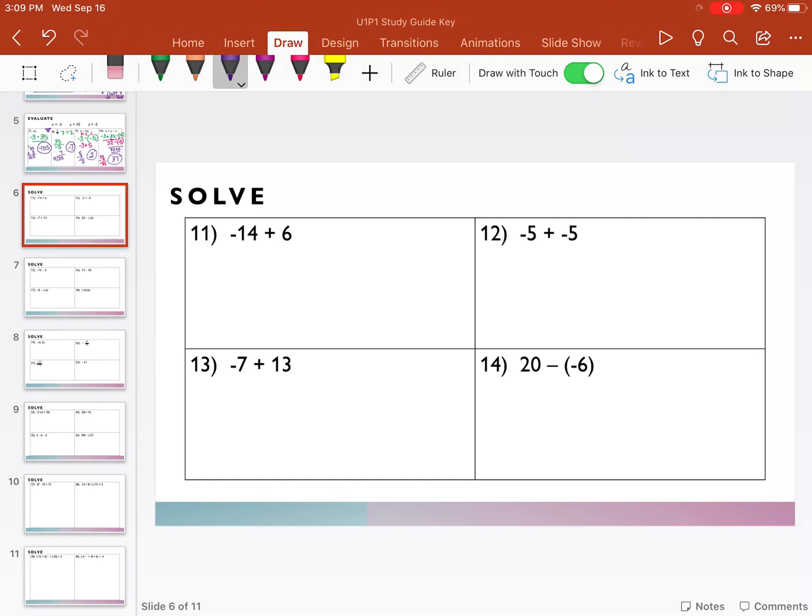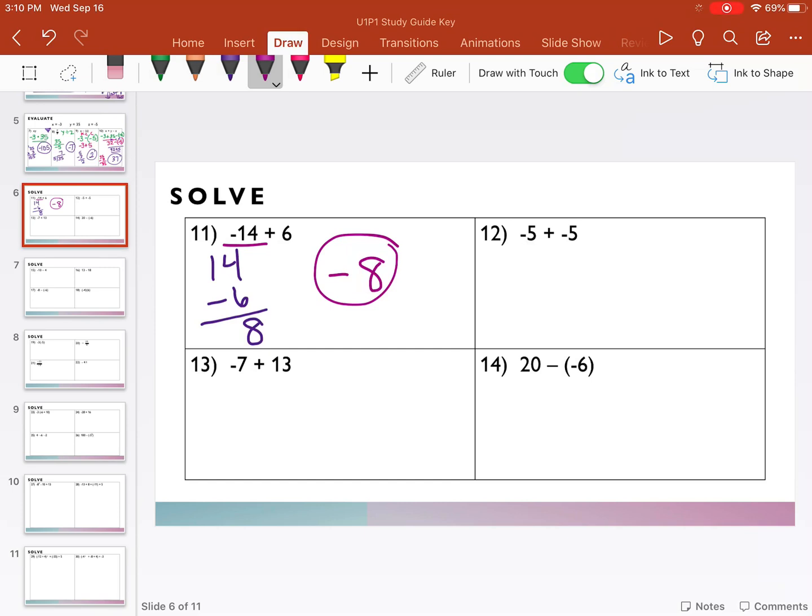All right, let's do the rest of the study guide here. So we're just solving for these. So negative 14 plus positive 6, different sign, subtract. So I'm going to do 14 minus 6, which is 8. Keep the sign of the larger number. The larger number here was the negative 14, so this is a negative 8 for my answer.